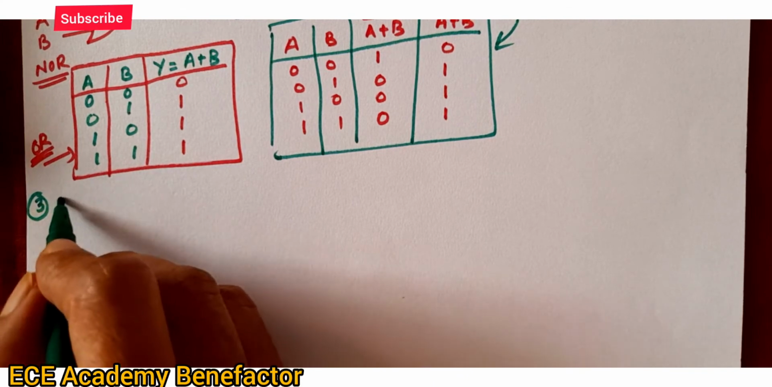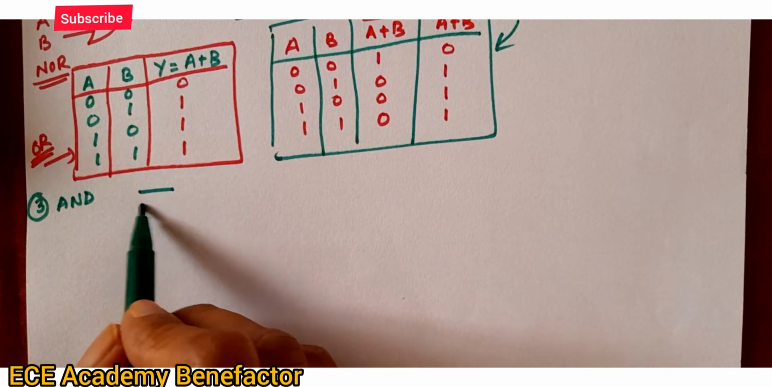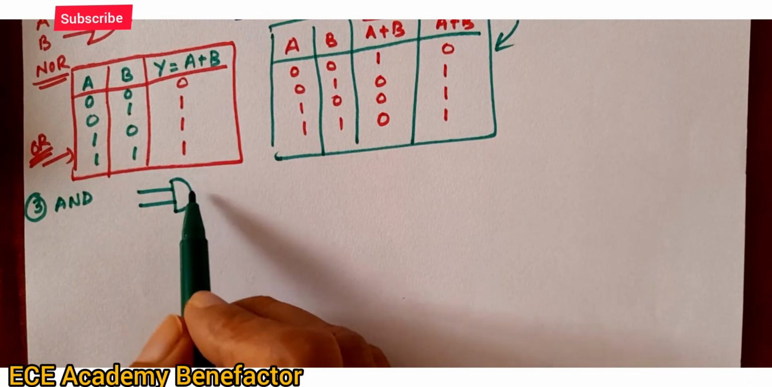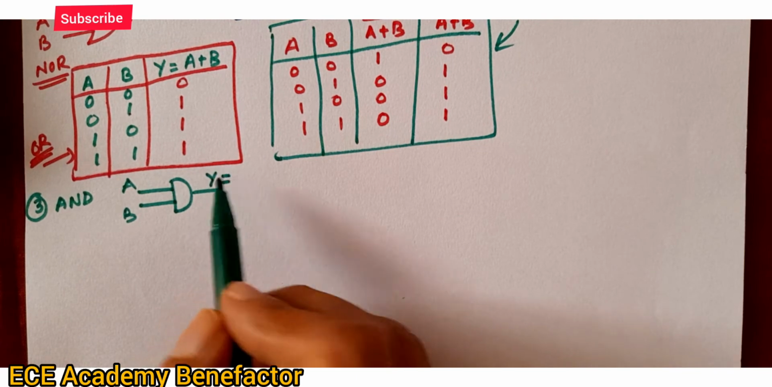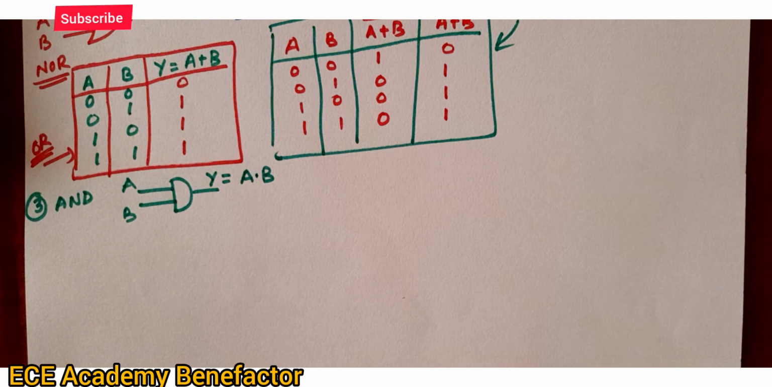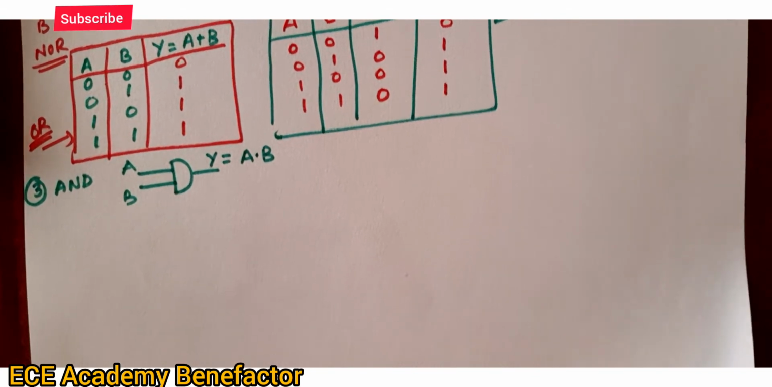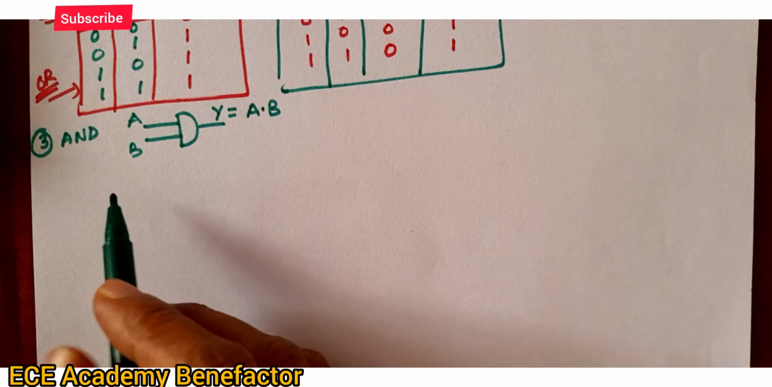So the next gate is the AND gate, AND function. How does the AND gate look? Let us say it has two inputs A and B, the output is Y, so it is A dot B. Okay. So this AND gate we have to design using a NOR gate. How can it be done?